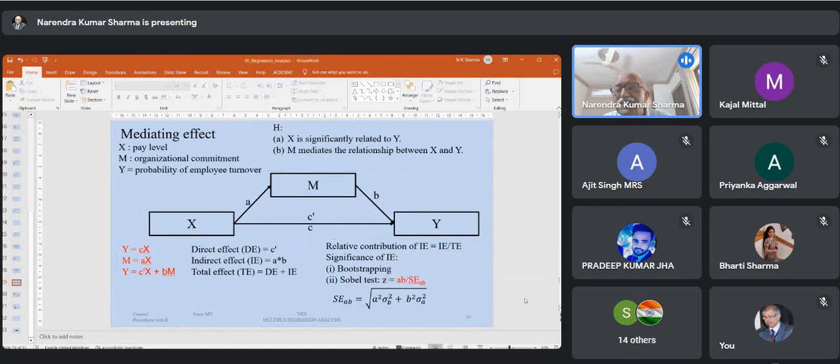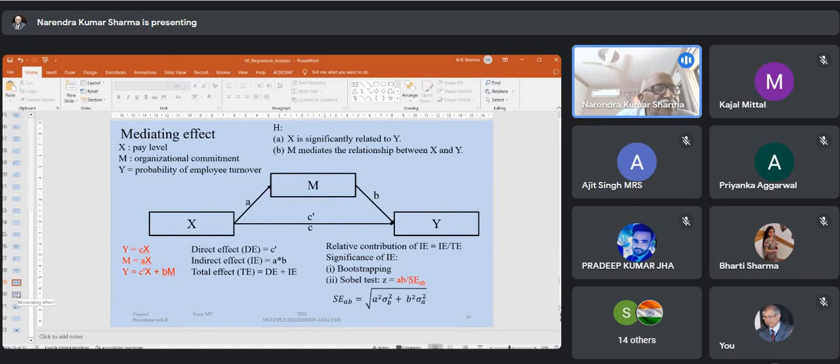And it's simple. If Z is greater than 1.96, the probability is 0.05. If it is greater than 2.58 or so, then it's very strongly significant, a high significance level. So those are the simple values of Z.